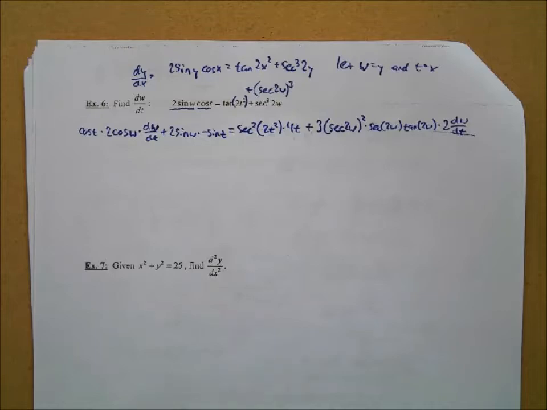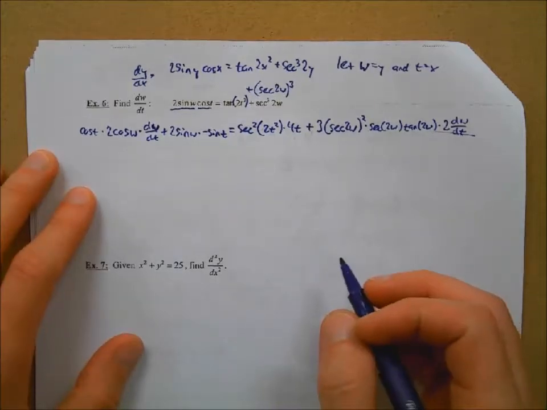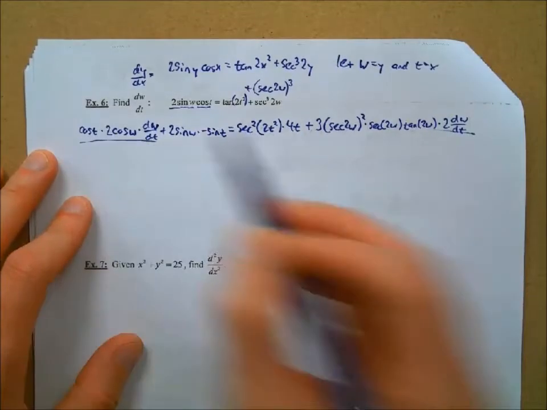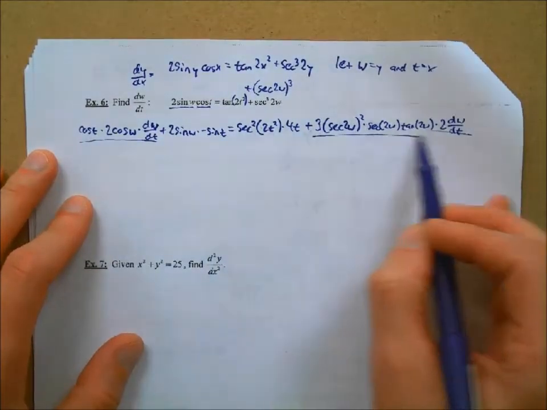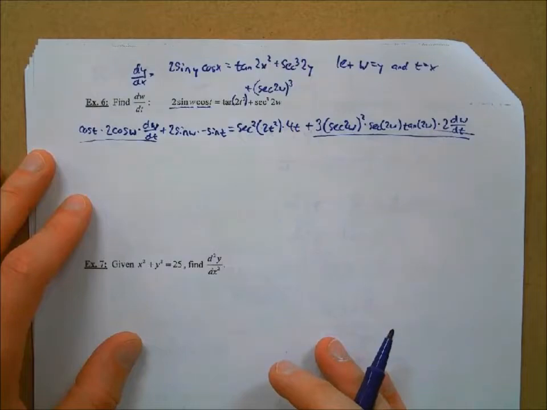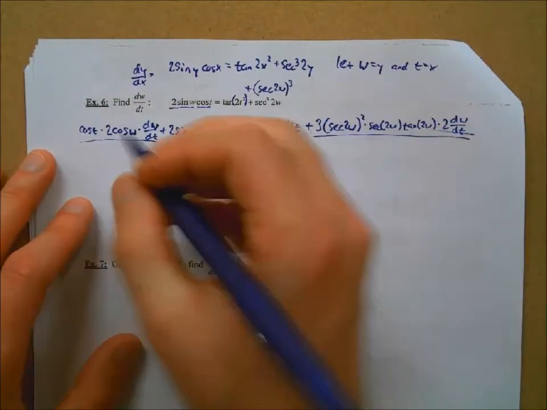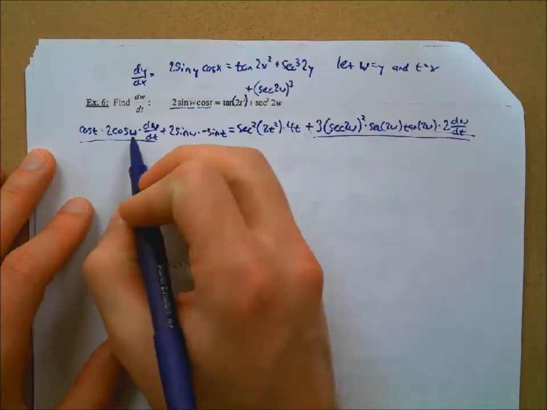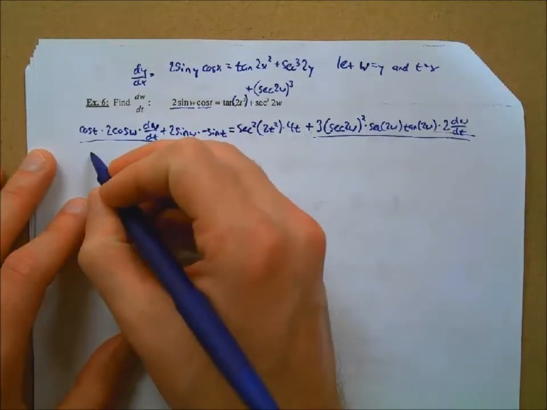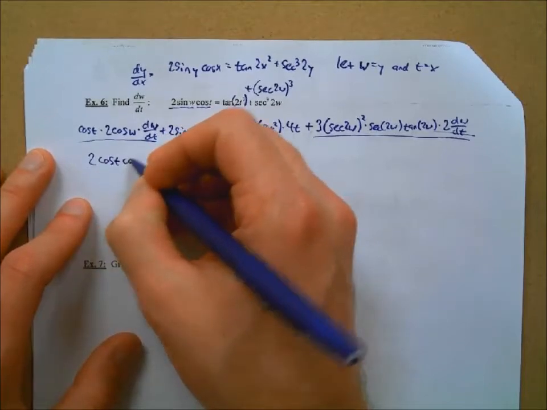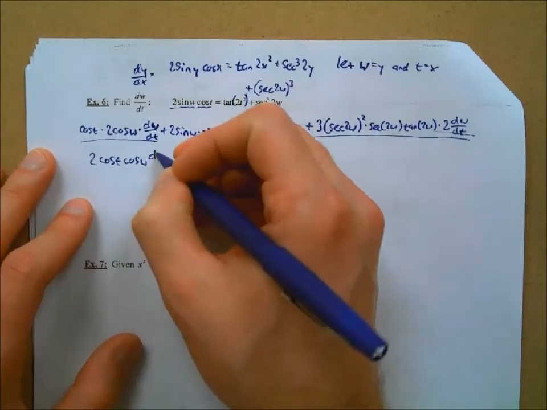All right. Now we have to isolate dw/dt because we're trying to find dw/dt. So here's a term with dw/dt, and here's a term with dw/dt. Okay? So I'm going to bring everything over to this side. Cosine t times 2 cosine w dw/dt. I can't really do anything simplified with that. I'll bring the 2 out front and make it 2 cosine t cosine w times dw/dt.